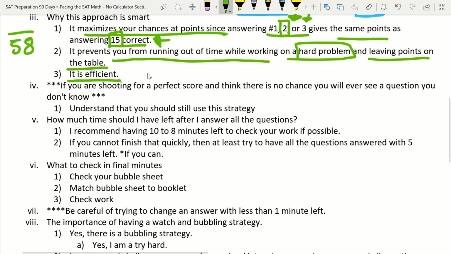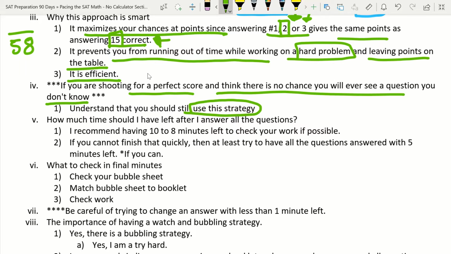Now, some people who are shooting for perfect scores on the math section, keep in mind I scored perfectly on the math section. If you're shooting for a perfect score and you think there's no chance you'll ever see a question you don't know, this is still a good strategy for you. You may be thinking, oh, I'm just going to go 1 through 15 as fast as I can, that way I don't even have to waste time flipping between sections. Okay, that's a bad strategy. Here's why you need to use our strategy still.